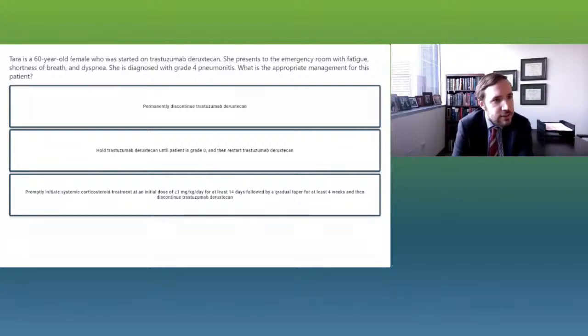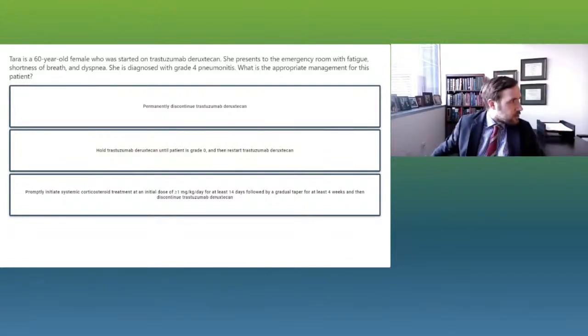So Tara is a 60-year-old woman. She also started trastuzumab deruxtecan, or Enhertu, and she presented to the emergency room with fatigue, shortness of breath, as well as dyspnea. She was diagnosed with grade 4 pneumonitis. What would be the appropriate management for this patient? Grade 4 pneumonitis.